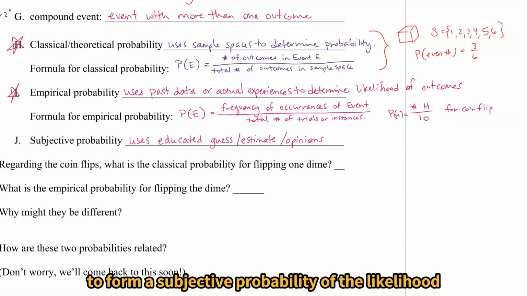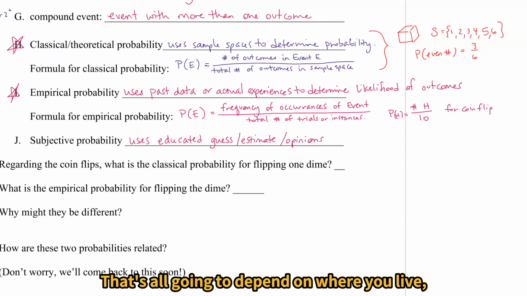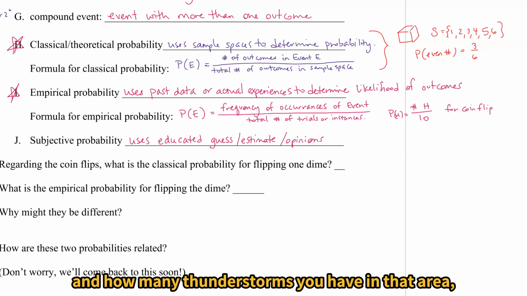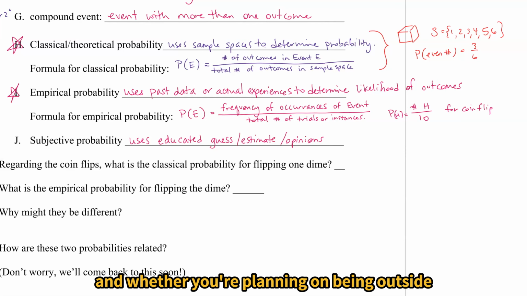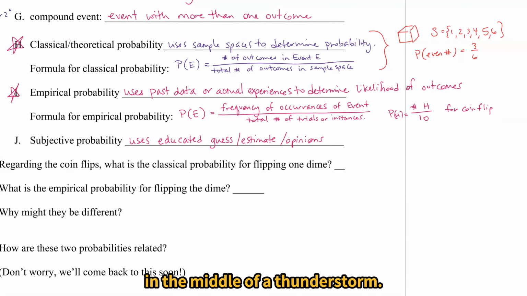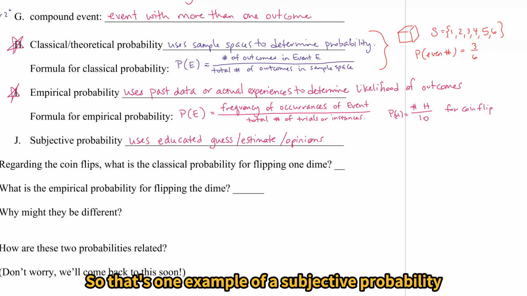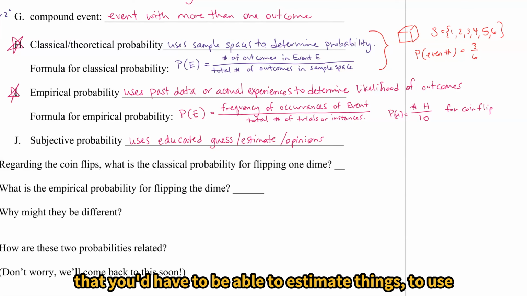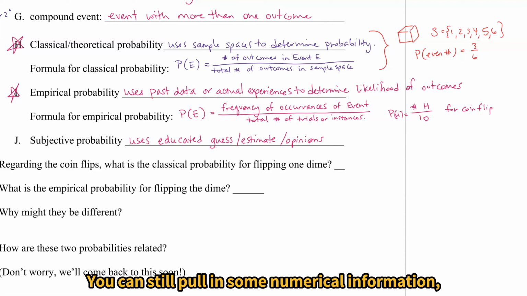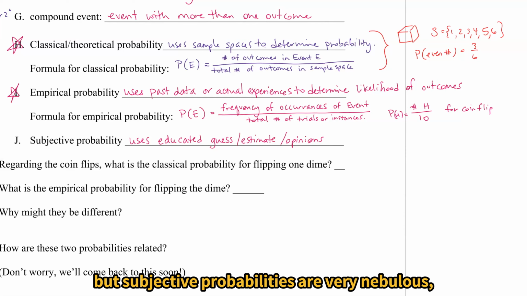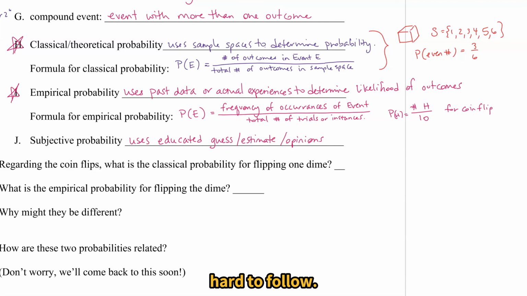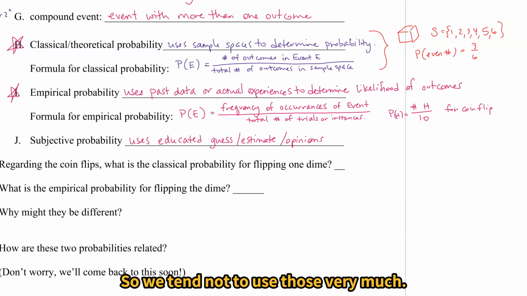You might be able to form a subjective probability of the likelihood you get struck by lightning. That's all going to depend on where you live and how many thunderstorms you have in that area and whether you're planning on being outside in the middle of a thunderstorm. So that's one example of a subjective probability, that you'd have to be able to estimate things, to use some guesswork. You can still pull in some numerical information, but subjective probabilities are very nebulous, hard to follow. So we tend not to use those very much.